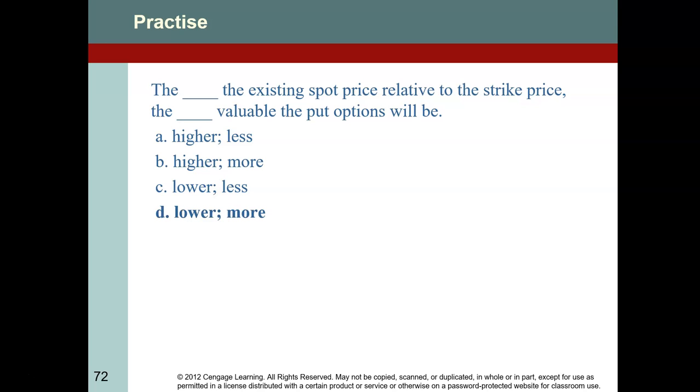On the contrary, the lower the existing spot price relative to the strike price, the more valuable the put option will be. For a put option, we prefer a lower spot price, so we can purchase the currency at the lower spot price and sell it at a higher strike price. So we can make a profit, so the value of the put option will be higher.